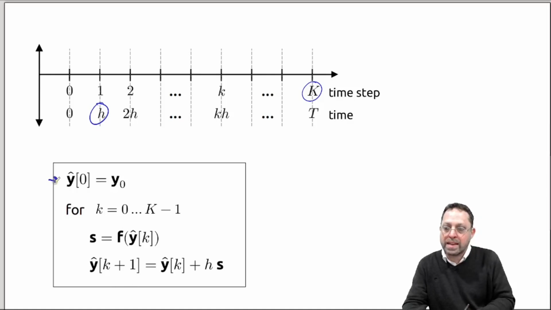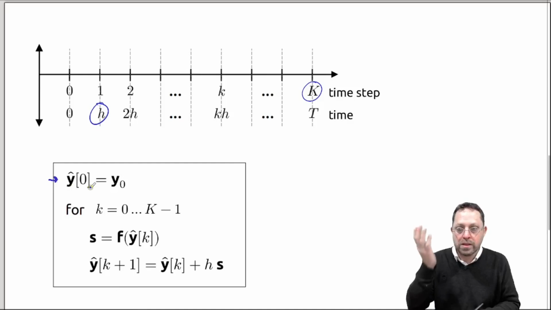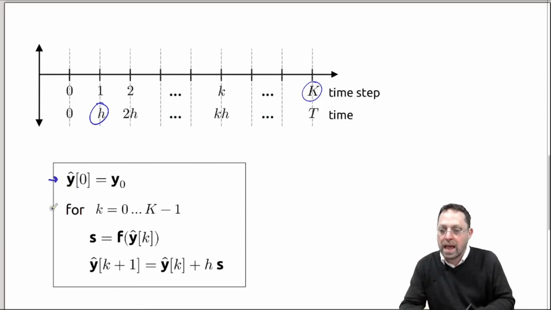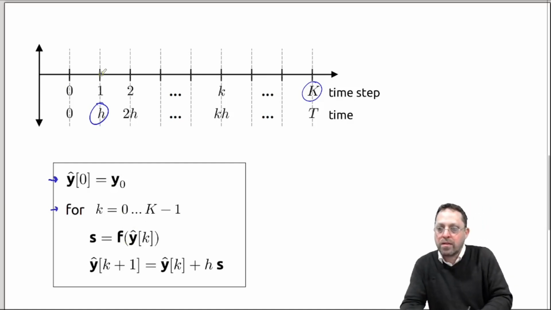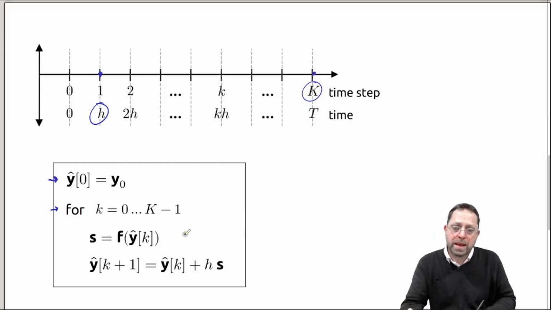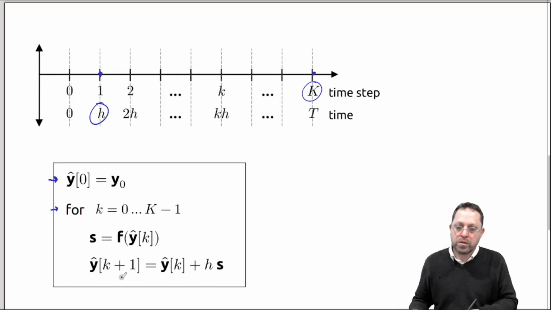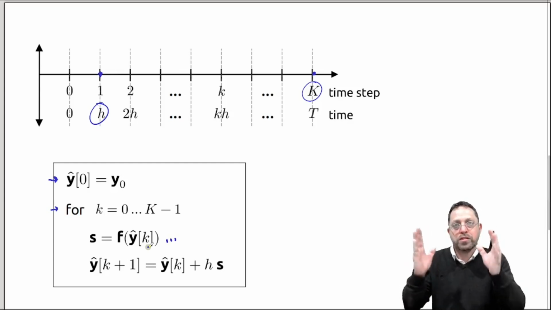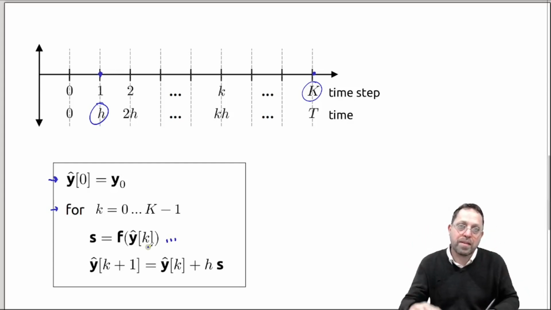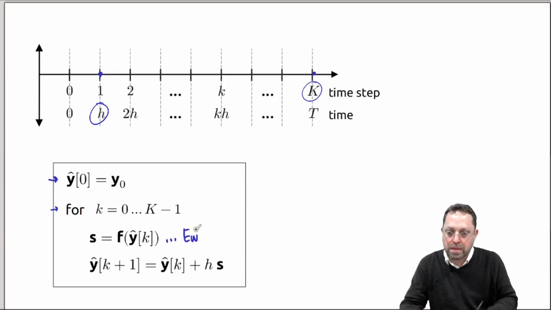It starts by initializing the estimate y hat to our given initial condition, and then running a for loop. And in that for loop, we are going to compute y hat at each of the time instances from 1 all the way to capital K. Now, we're using Euler's method. So Euler's method says that the slope between y hat of k and y hat of k plus 1 is going to be this s, and that is going to be estimated using the function f that we've already derived. So this is Euler's method.